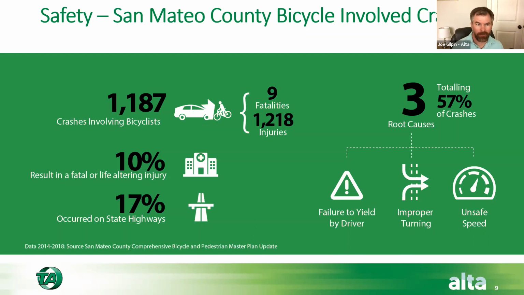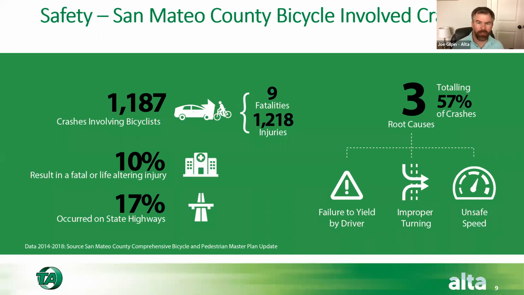Some other data that came out of this that was interesting was that about 10% of those collisions resulted in a fatal or life-altering injury, so something very serious. Only about 17% occurred on state highways, so Caltrans facilities. So a lot of these are happening on our city roadways out there. And the three main causes, totaling almost 60% of those crashes, were drivers not yielding and drivers improperly turning across the path of the bicyclist. So we're going to have a lot of slides that talk about different paths of travel of both users and what we can do to manage and control those behaviors to make things a little bit more safe.